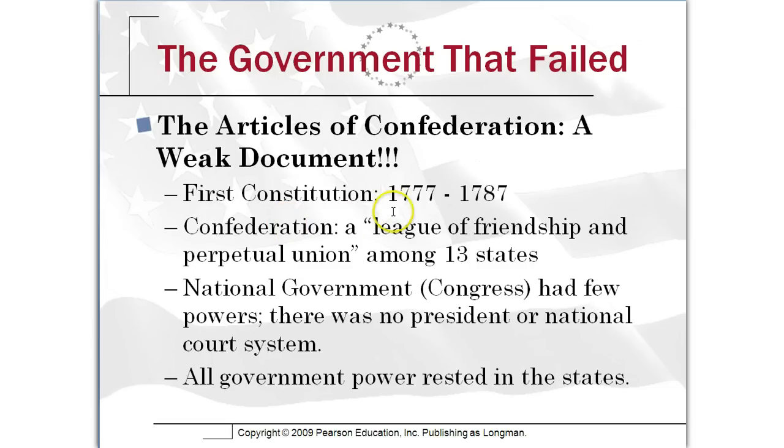This was our first constitution, from 1777 to 1787. And it was a confederation, which is a league of friendship and perpetual union among the 13 states. The biggest weakness was that the national government, which was only Congress, with only a legislative branch and no executive or judicial, had very few powers. They couldn't tax, they couldn't form an army, they couldn't regulate trade, and there was no president or national court system. So it was very difficult for them to accomplish anything because they couldn't enforce any of the policies that they created. Really all the government power rested in the states, and a lot of problems started to develop because of this. Ultimately, this first government was our government that failed under the Articles of Confederation.